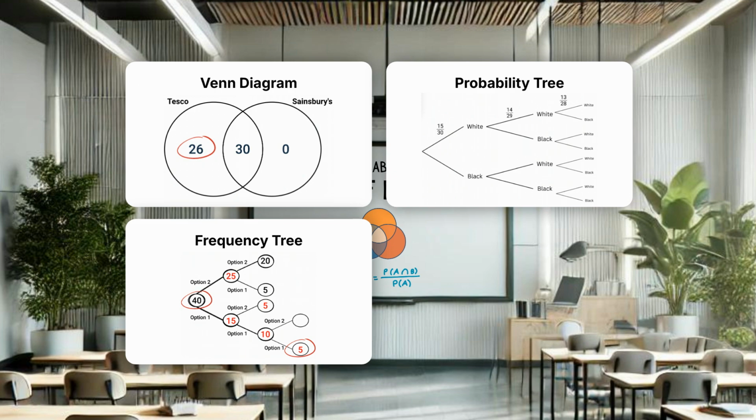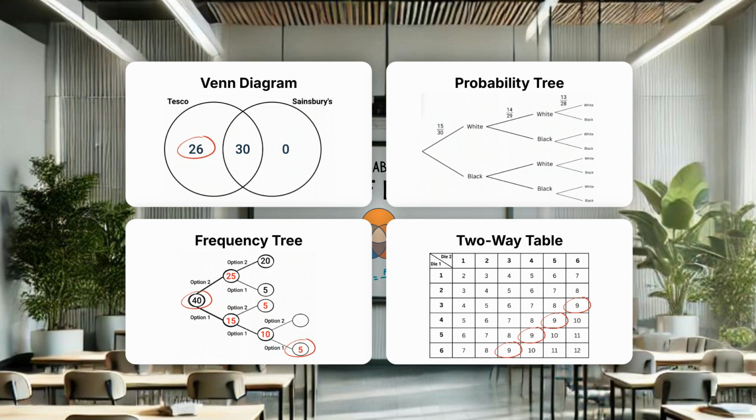Finally, we examined the use of tables or lists for scenarios with a finite number of outcomes. Using the example of rolling 2 dice and summing the results, we showed how a two-way table can be used to count outcomes and determine probabilities. By understanding when and how to use these diagrams, we can tackle complex probability problems with greater clarity and efficiency. This lesson has equipped us with the tools to choose the most suitable diagram for different probabilistic situations, enhancing our analytical skills in probability.